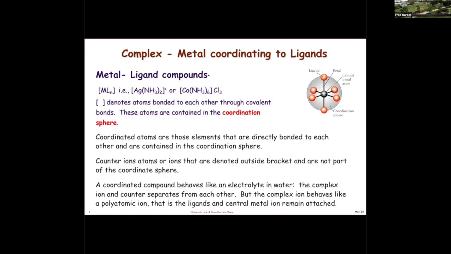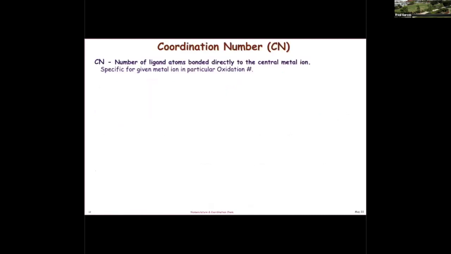So that basically tells you the coordination compounds behave like electrolytes. When you dissolve this in water, it separates into its cation and anion, but the cation in this case is much more complicated. It's this whole thing that stays intact. It doesn't fall apart. And then you have the chloride as the negative anion. Okay, the complex ions behave like a polyatomic ion. And that is, the ligand and the central metal ions remain attached. They don't break apart.